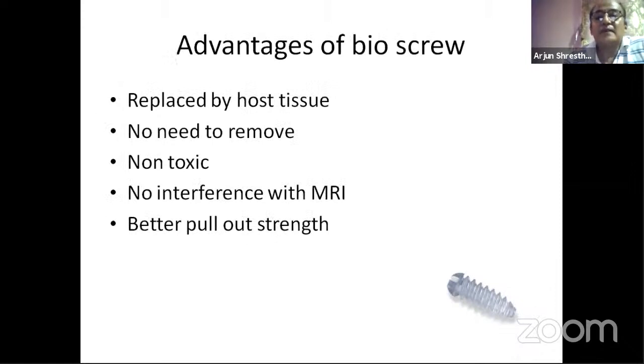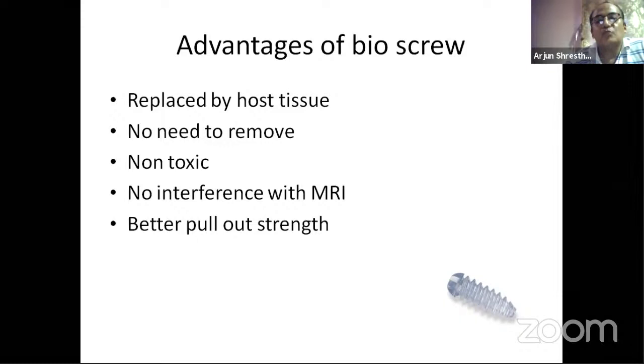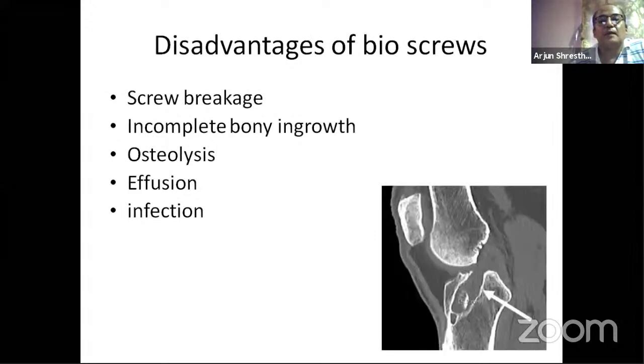The advantages of the bioscrew, as we have already said, are that it is replaced by the host tissue, there is no need to remove it later on, and it is not visible on X-ray. It will not give metallic detection at the airport, so it can spare that. It is non-toxic, and it has no interference with the MRI. It is also said to have better pull-out strength. So the bioscrew is becoming much more popular for this aperture type of fixation.